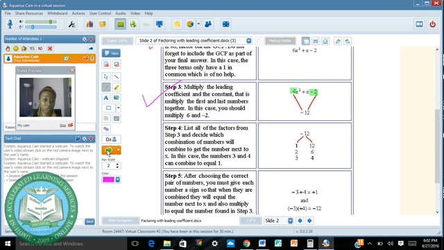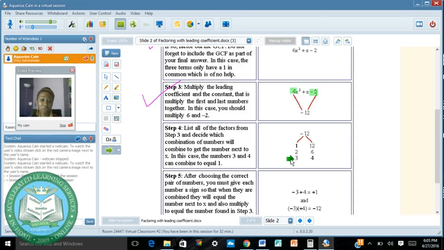Step 4, list all of the factors from step 3 and decide which combination of numbers will combine to get the number next to x. So we're just figuring out, how do I get 12? Well, 1 times 12, 2 times 6, and 3 times 4 are all the combinations of getting 12. All right, so that's it for that step.